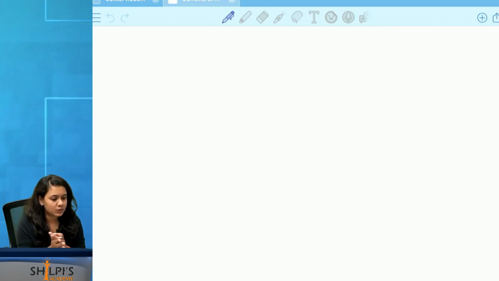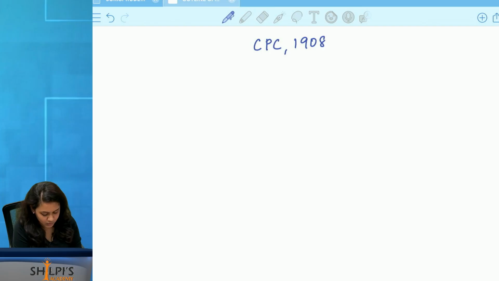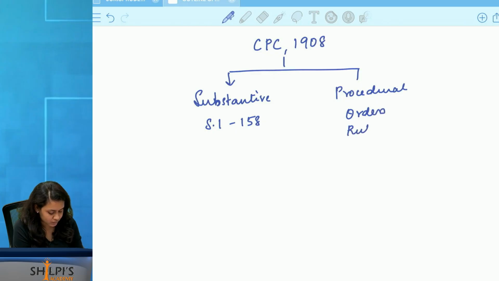Okay guys, so we'll just do a quick recap of what we did in the previous class. We're coming back to our flowchart, that is, we're looking at CPC. Our CPC is the Civil Procedure Code of 1908, which consists of both your substantive law as well as your procedural law. Your substantive law consists of sections 1 to 158 and your procedural law consists of orders and rules.